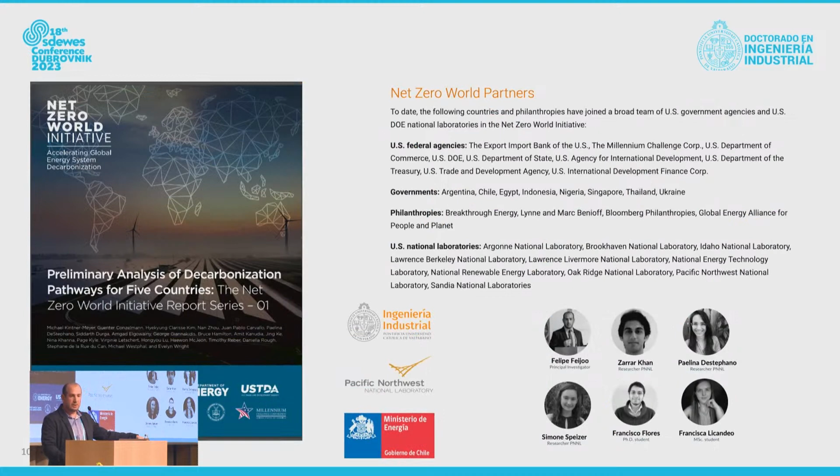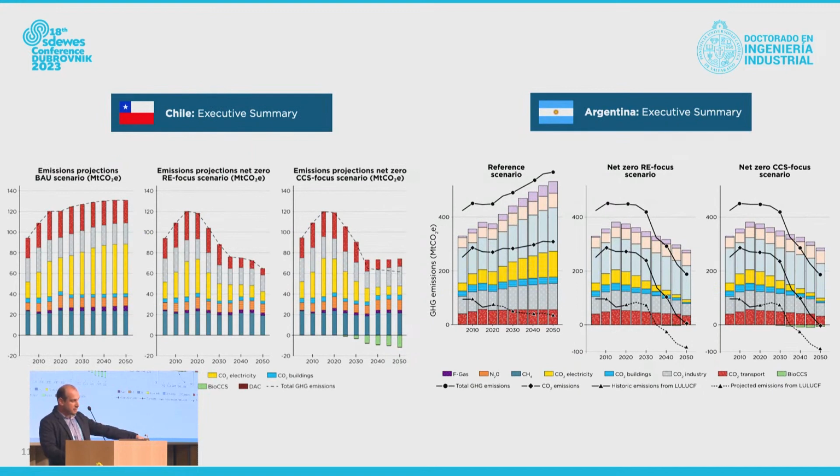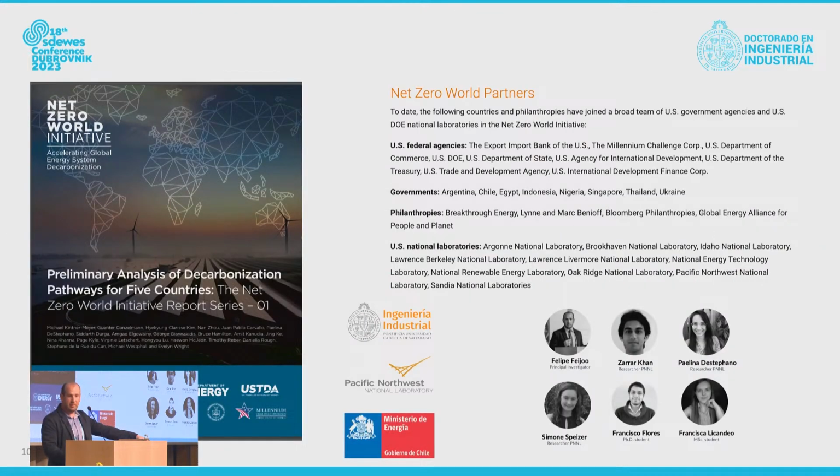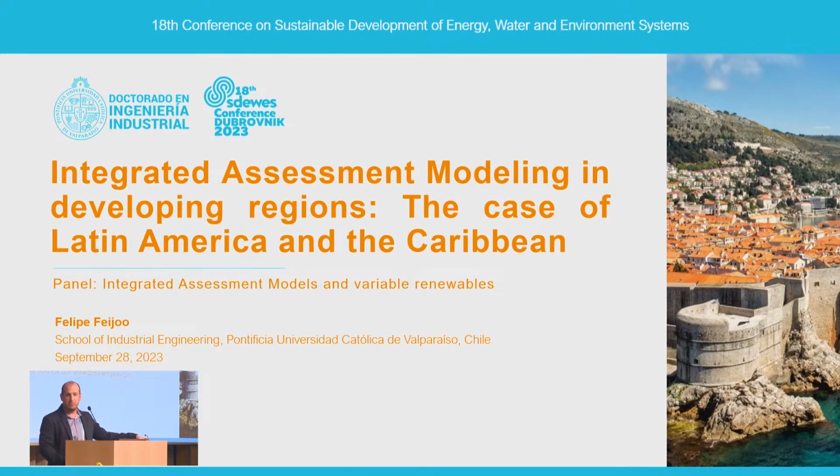Finally, we did some studies with some US laboratories. The Pacific Northwest National Lab is one of them, in this Net Zero World initiative. We did some NDCs and climate neutrality targets, and not only for Chile, but also for Argentina. This report is publicly available, so I highly encourage you to download it and take a look. We did analysis for Chile, Argentina, Indonesia, Thailand, and Ukraine as well. So that's it. Looking forward to the panel.